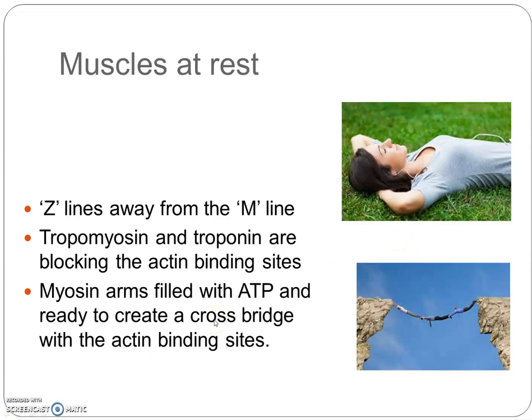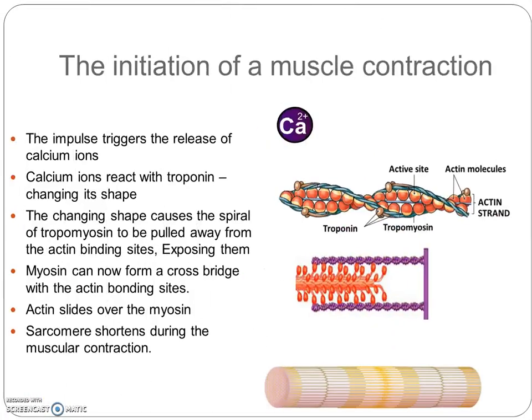At rest, tropomyosin and troponin are currently covering the actin bonding sites, preventing myosin from joining together with actin, creating a crossbridge between the two. Also at rest, myosin arms are energized by ATP and are ready to create a crossbridge with the actin bonding sites.